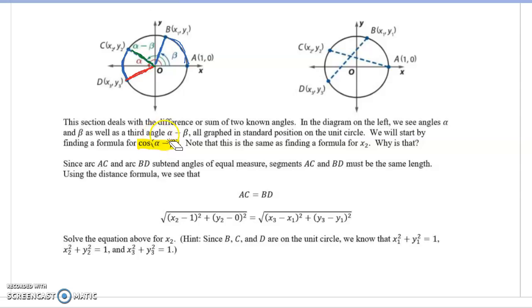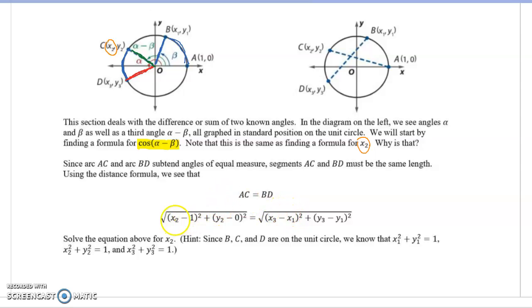The cosine of alpha minus beta is equal to x2, because x2 is the x-coordinate of the point on the unit circle that the terminal side of alpha minus beta goes through, right? Remember that the cosine of the angle is the x value, and the sine of the angle is the y value.